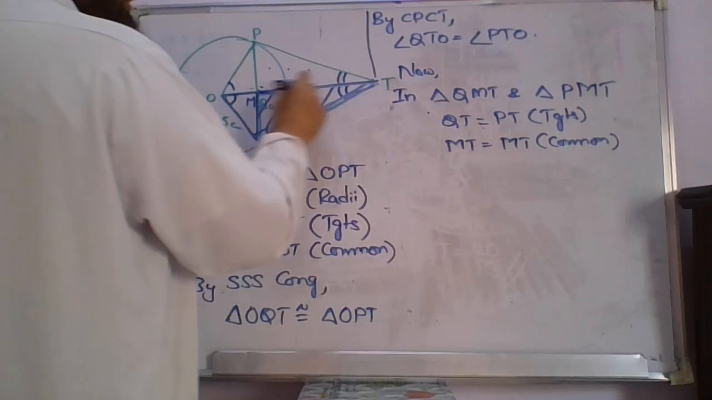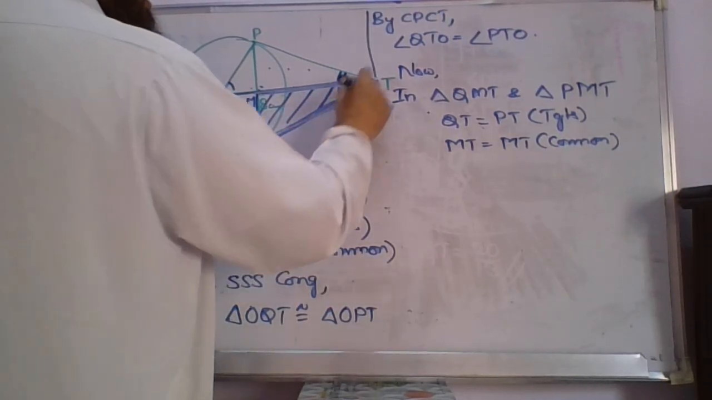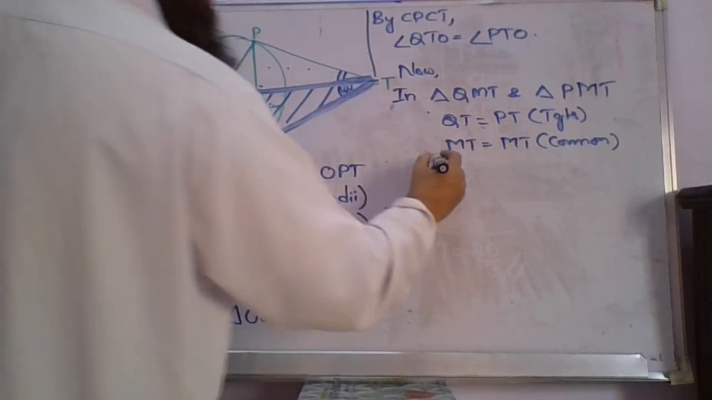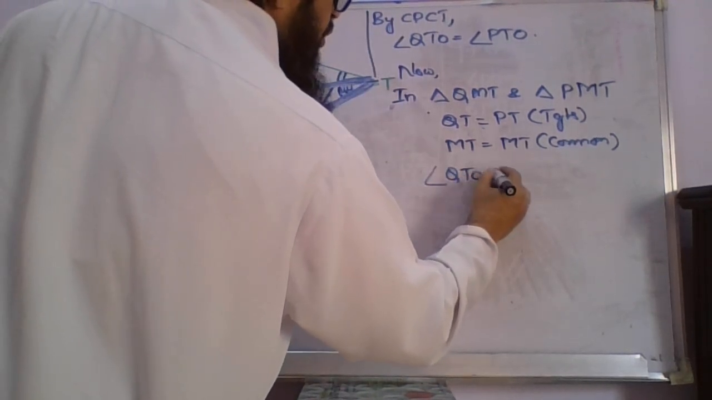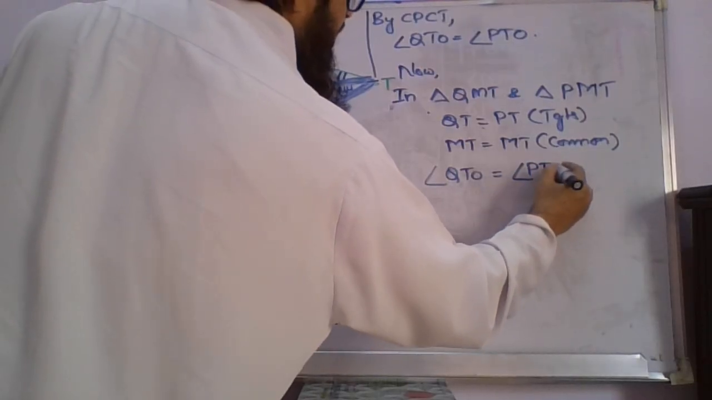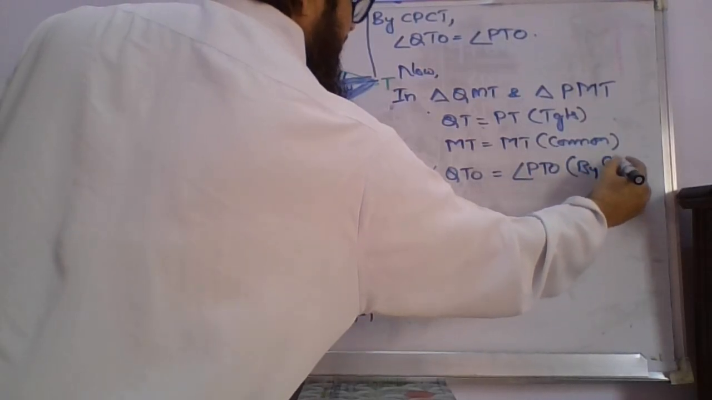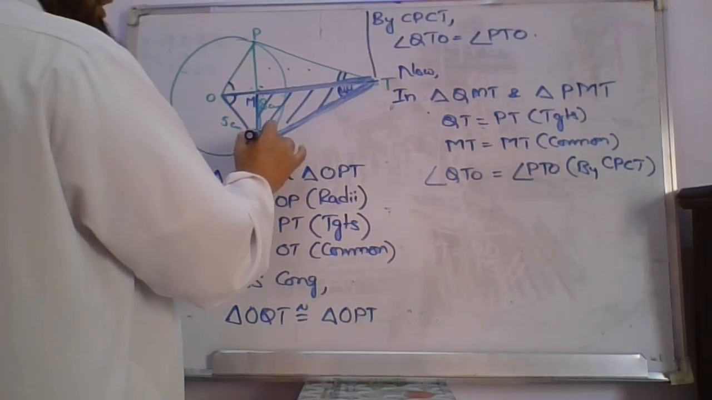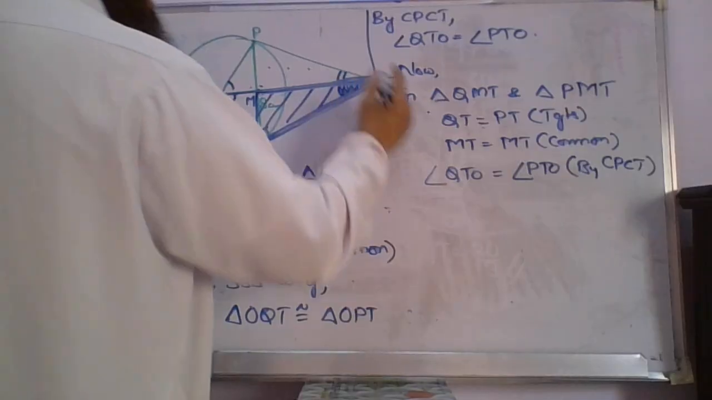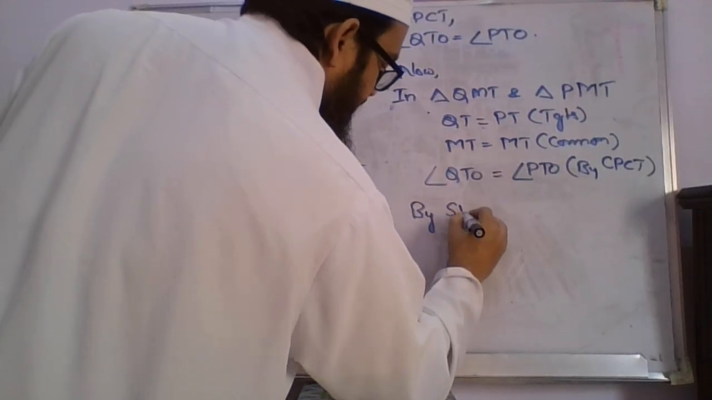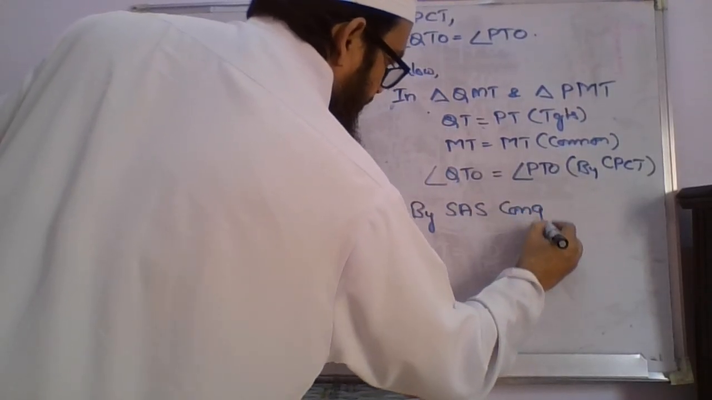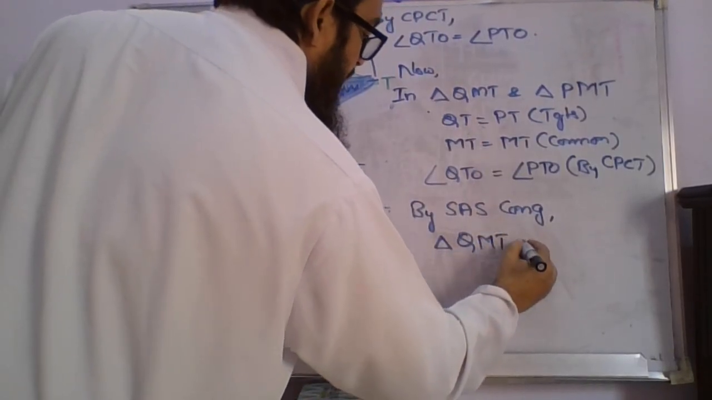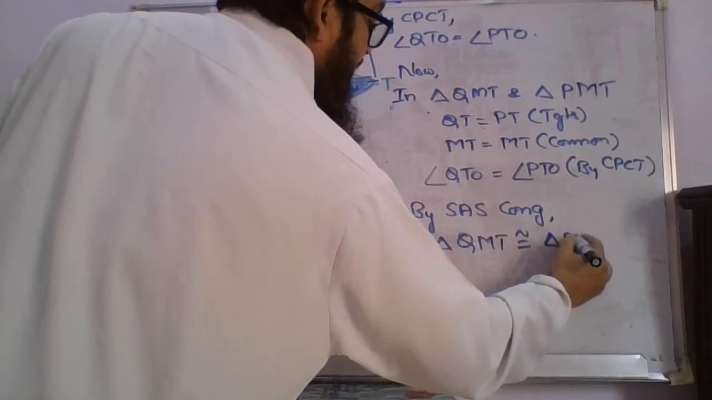And after that, see, these two angles are equal now. So what do you say about these two angles? These are already proved. So angle QTO is equal to angle PTO by CPCT. So when these three parts are equal, side, included angle, side, by SAS congruency, triangle QMT is congruent to triangle PMT.